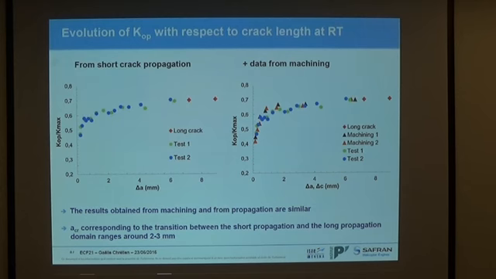We can remark also that the critical crack length corresponding to the transition between short crack here and long crack ranges around 2 or 3 millimeters.